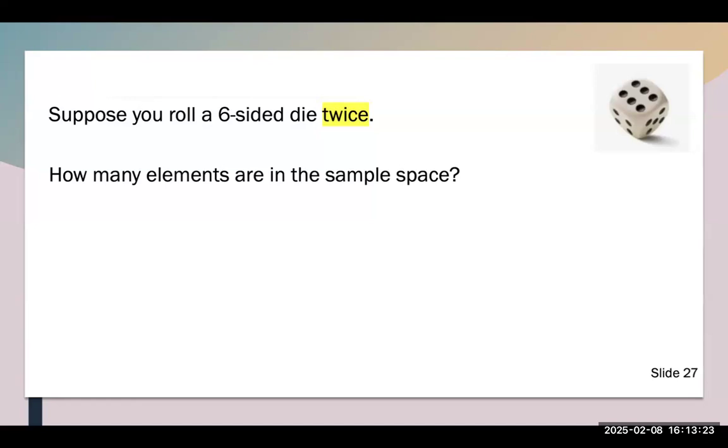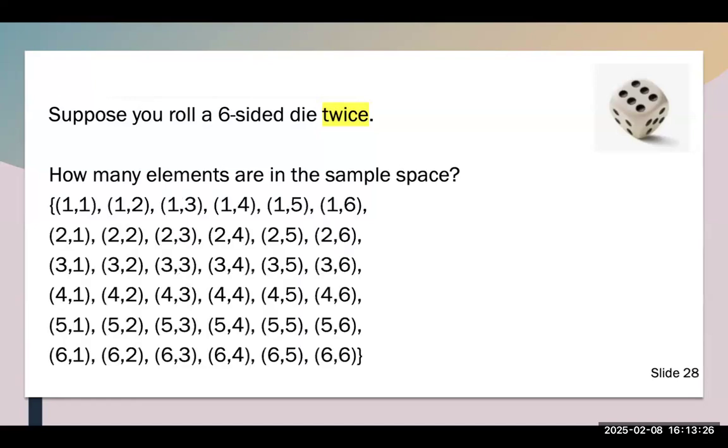So if I tried to list them all out, which I've done here, I've listed all the different options. The reason I'm putting them in parentheses with a comma is so that you don't confuse 1, 1 with the number 11, or 1, 2 with the number 12. This is rolling a die twice, so in the parentheses I have my first roll, comma, my second roll. As you can see, I have 36 different ways that I can roll a 6-sided die twice. That's already a lot to write down.